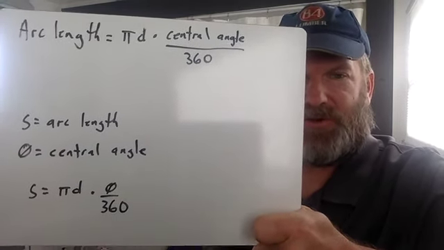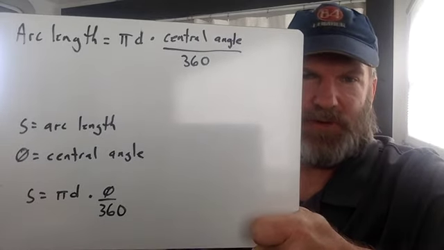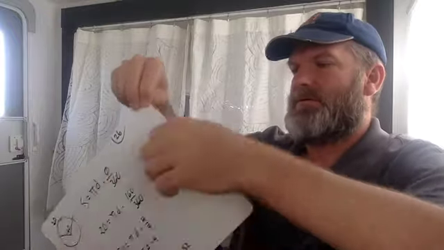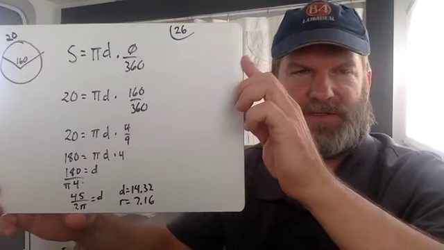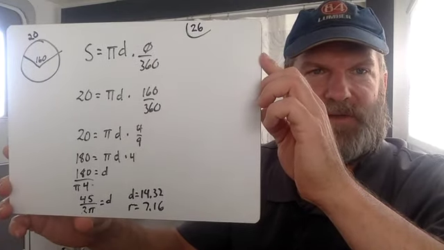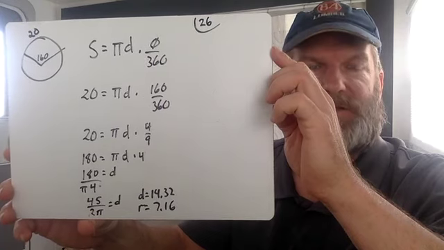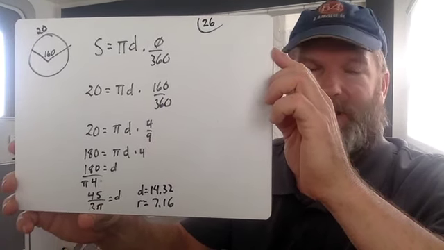Now what I'm going to do is go over problems 26, 28, and 29 from Tuesday's homework. So let's start with 26. Here's what they gave you on 26, just two things. They gave you that theta, the central angle, was 160, and they gave you S, the arc length, was 20, and they wanted you to find the radius.